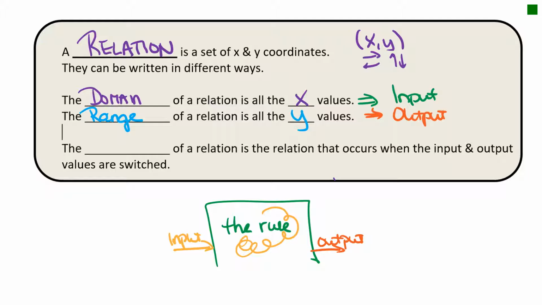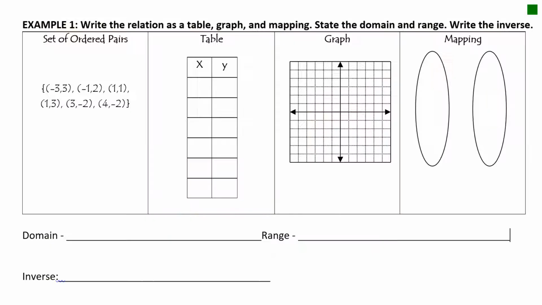We also can go backwards. We can say, well, what if I go this way and this way? That's called the inverse of a function. It's when the input and output values are switched. So basically, instead of x, y, it's going to be y, x. You're going to go backwards. So it can be written as a table, a graph, and a mapping.